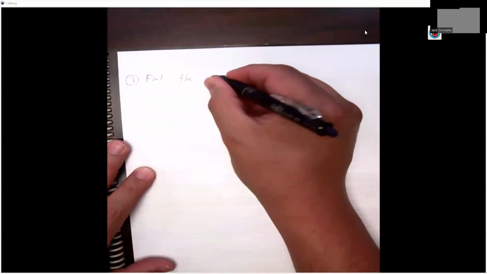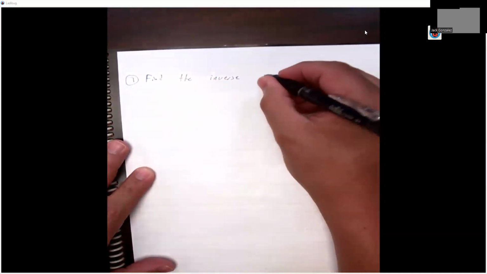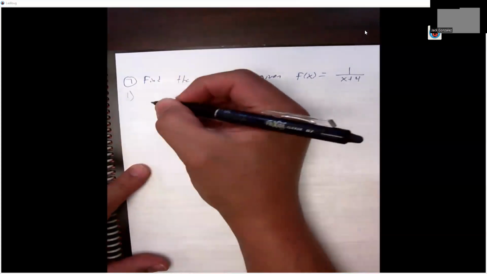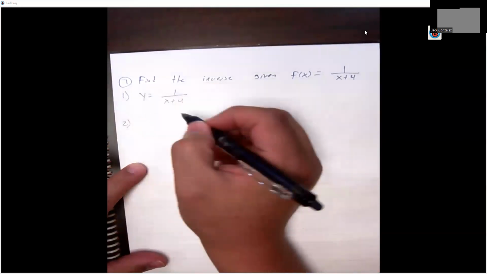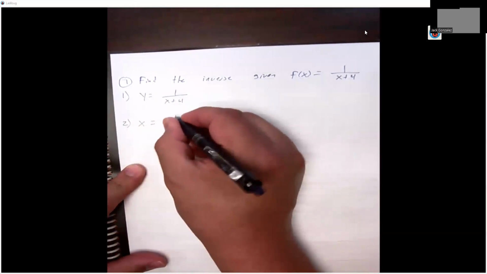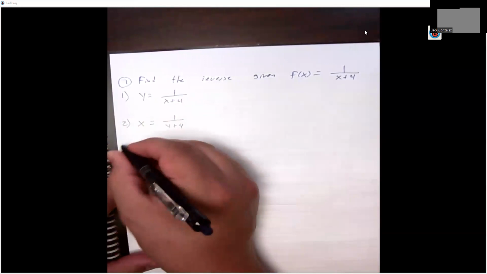I'm going to turn the page. Number 7: I ask you to find the inverse given a function. Given f of x equal to 1 over x plus 4. So the first step was to change it to y, right? The second step was switch the roles of x and y. Third step was solve for y.